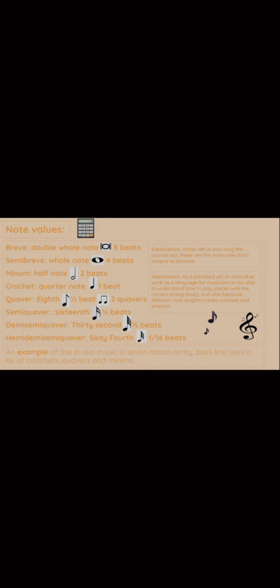Today I'm going to be talking about note values, rest values, time signatures as a whole, simple time signatures, compound time signatures, and complex time signatures. To start off, we have note values.